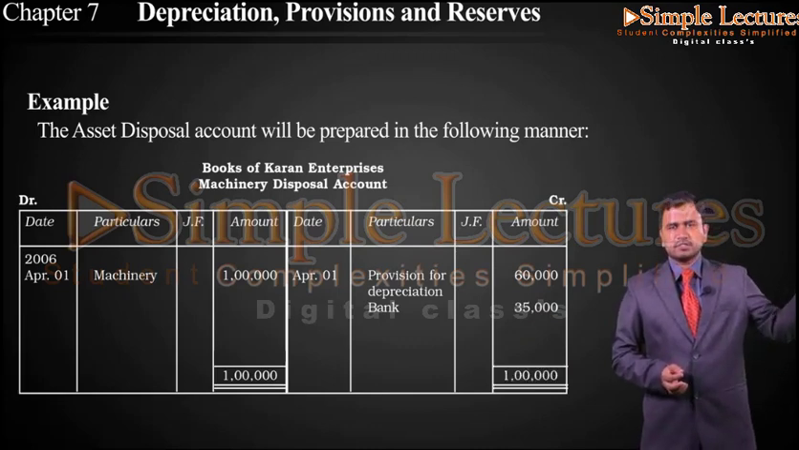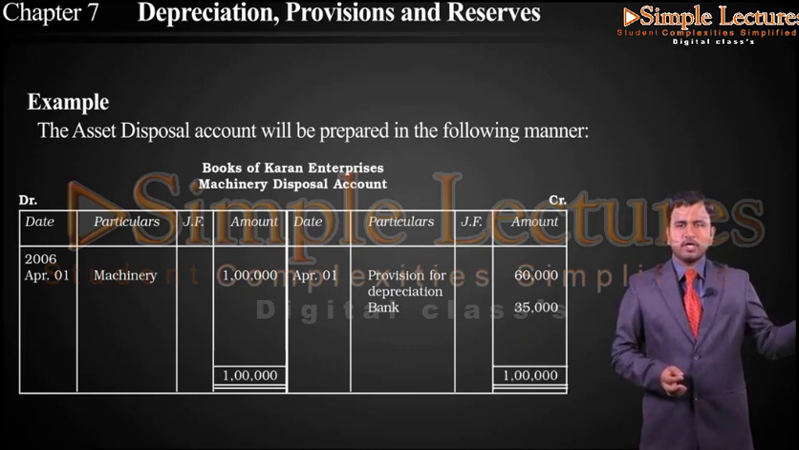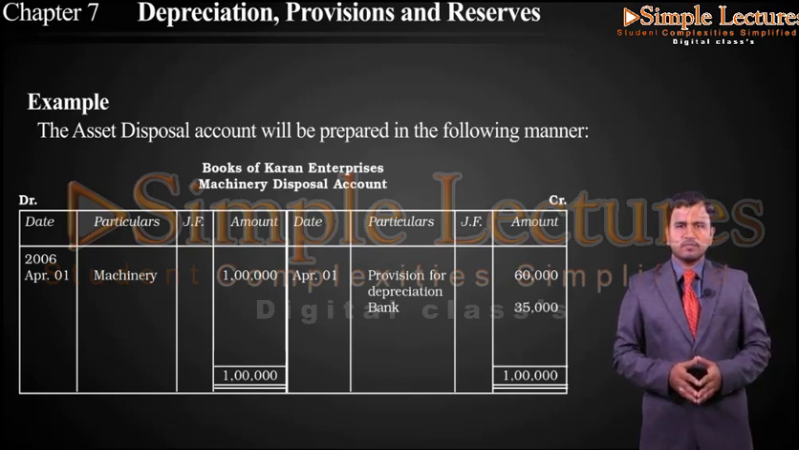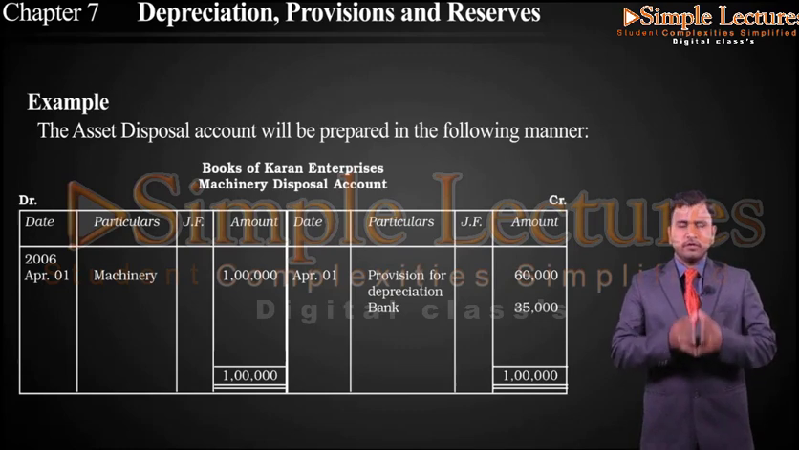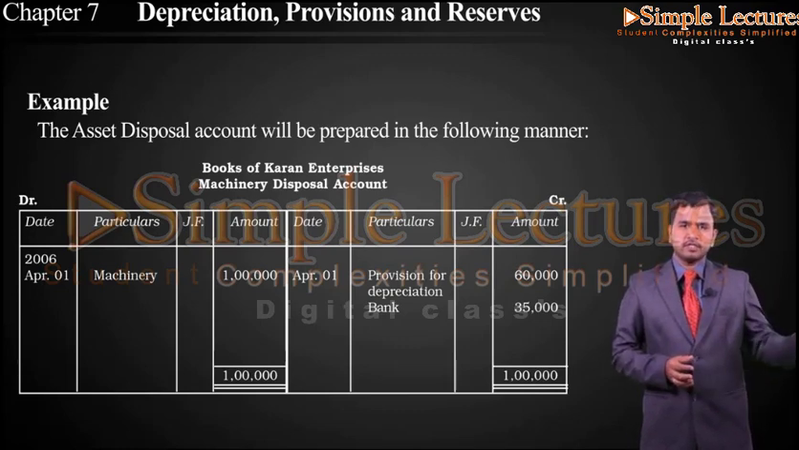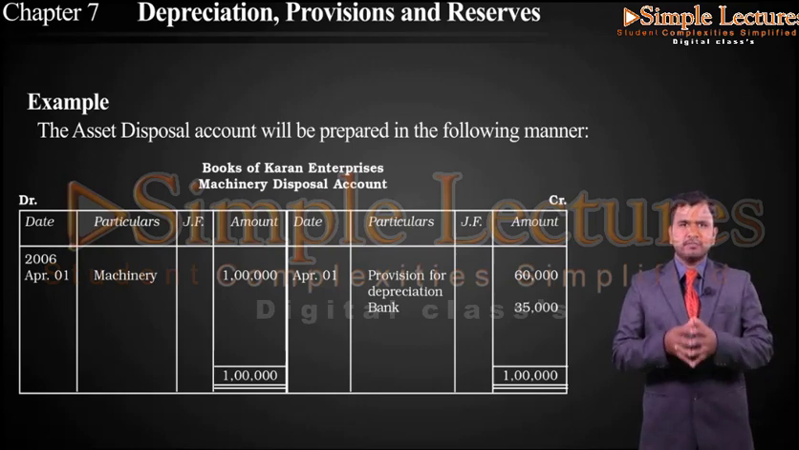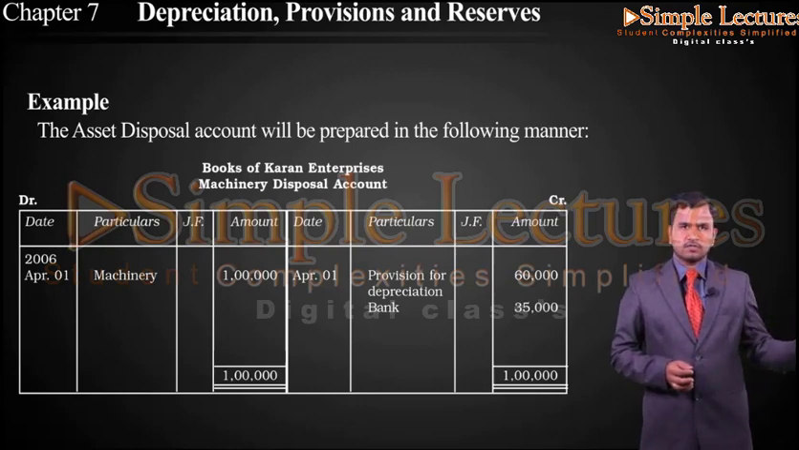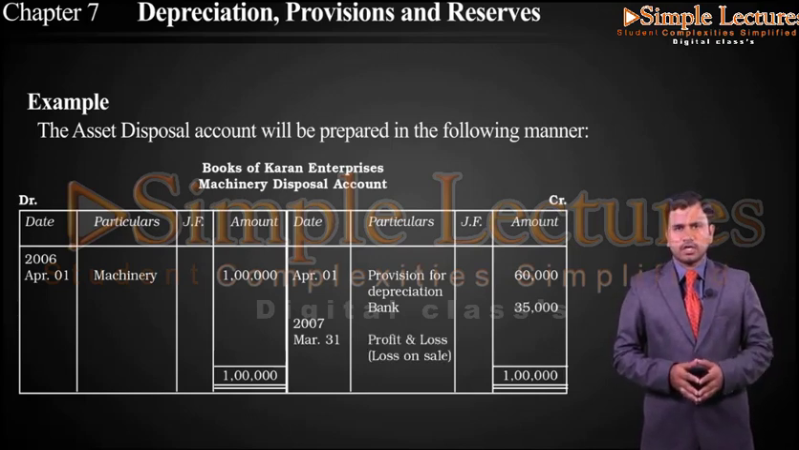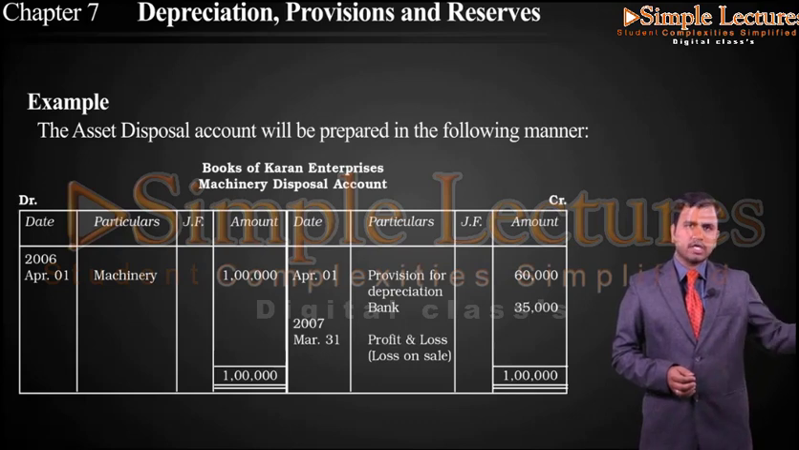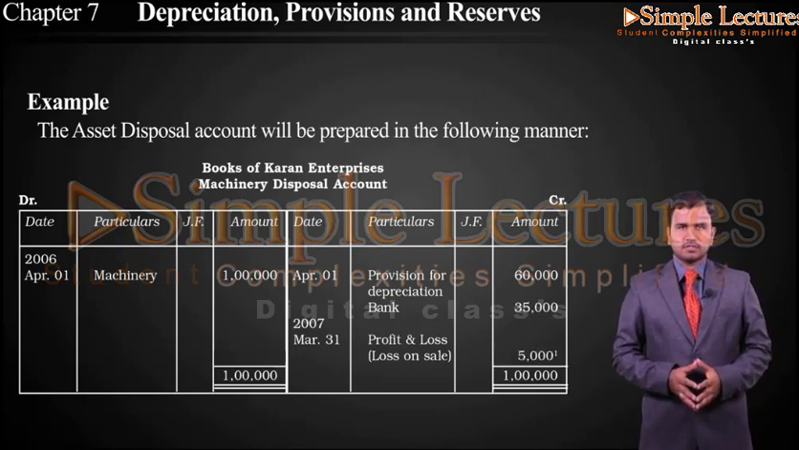1 lakh minus 60 plus 35, 1 lakh minus 95,000, the balance will be 5,000. So here, if the balance is on the debit side, it means that it is a profit. If the balance is on the credit side, it means that it is a loss. So the loss will be considered here, 31st March 2007, and the entry will be profit and loss account (loss on sale), amount will be 5,000.